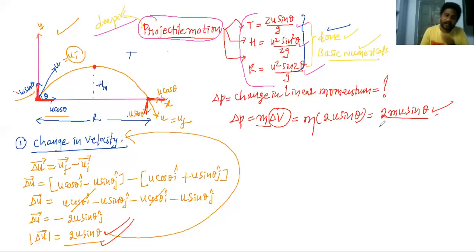Okay, now the next question. This is the kind of question that can be expected in your NEET, JEE exams, so just keep on adding. Change in velocity and change in linear momentum: sometimes the question will be asked like this.